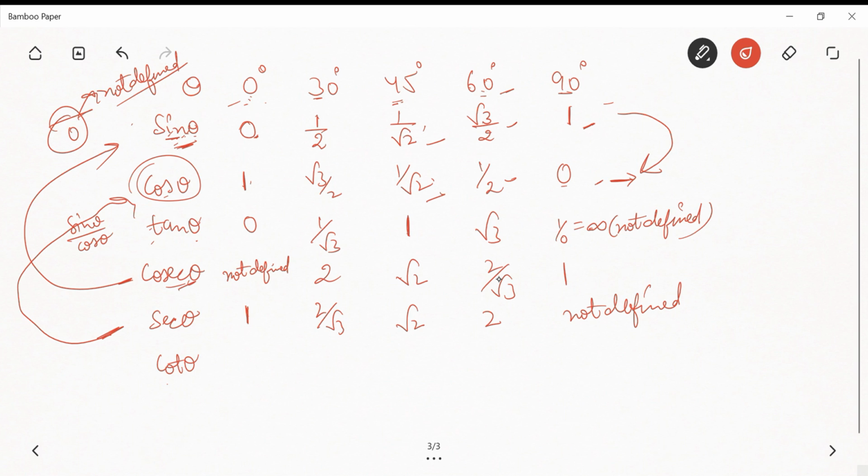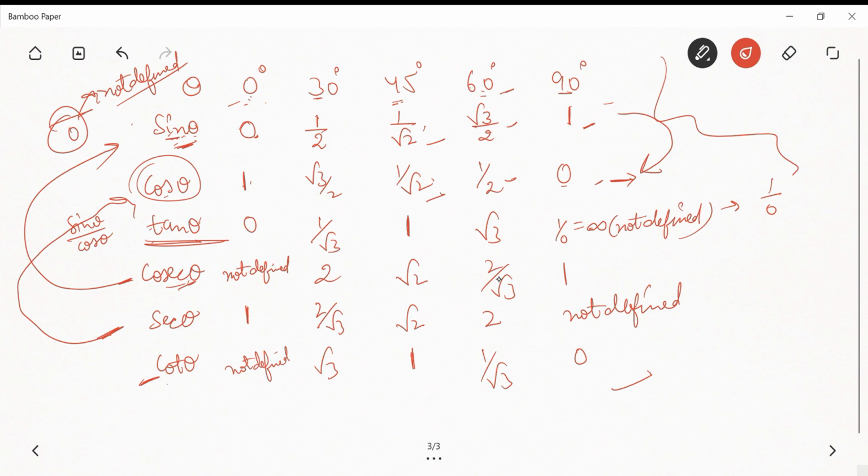Now comes cot theta. So cot theta is a reciprocal of tan theta, correct? So 1 by 0, that is not defined. Now tan theta is 1 by root 3 at 30, so cot 30 will be root 3. Here we will get 1 as it is, and cot 60 degree is equal to 1 by root 3. And at tan 90 degree we get a not defined number; now 1 by 0, if we take the reciprocal, we will get 0 by 1. So cot 90 degree is 0.